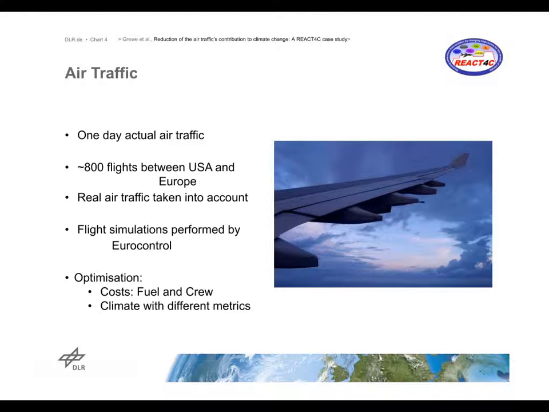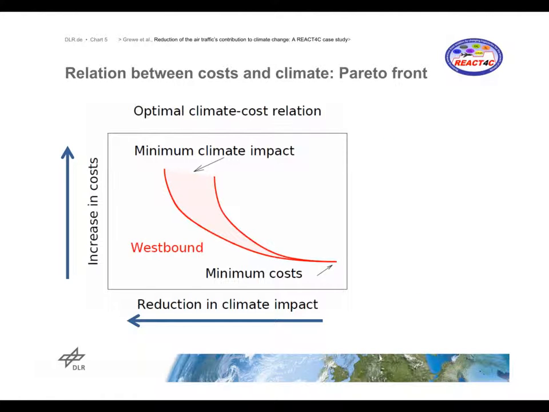The costs in Europe include fuel costs and crew costs, and the climate impact is measured with different climate metrics. We present our results relative to the economic best solution, which is the minimum cost for the whole air traffic flow of our 800 aircraft. This air traffic flow is indicated as the point in the lower right in the diagram.